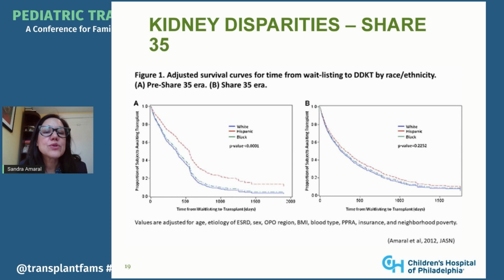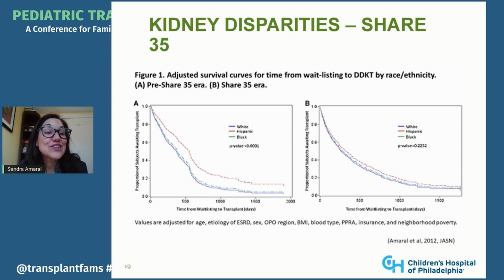And this slide, figure A, shows access to transplant from waitlisting by race, white, Hispanic versus Black. And you can see here, the y-axis is the proportion of children still awaiting transplant. So lower is better. And the x-axis is time. White and Black children actually had similar waiting times, but Hispanic children were disadvantaged prior to Share 35, it looked like. And this was statistically significant.